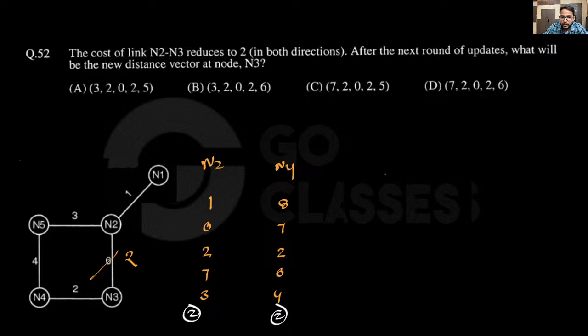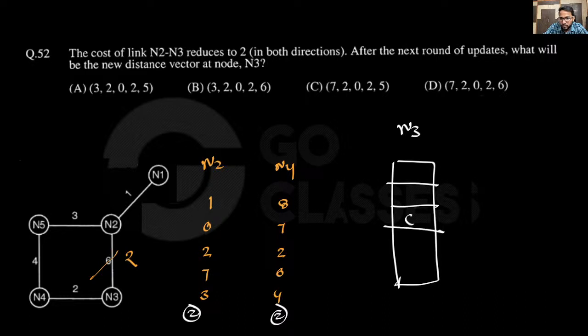Now let's just write the cost. So this is basically N3, which is N1, N2, N3, 0, N4, and N5. So this is 1 plus 2, 3, it is minimum. 0 plus 2, 2, it is minimum. And then this is 0. And then 7 plus 2, 9. And 0 plus 2 is 2. 2 plus 3, 5. 4 plus 2, 6. So this is 5. So 3, 2, 0, 2, 5 should be the answer, which means A is the correct answer.